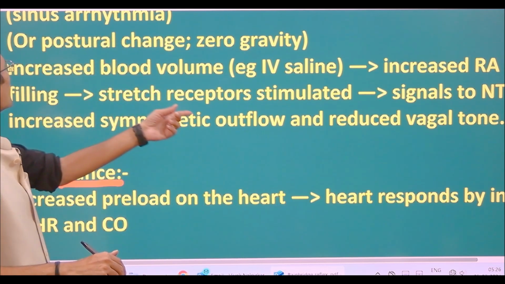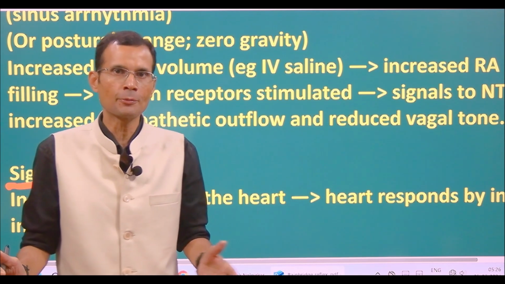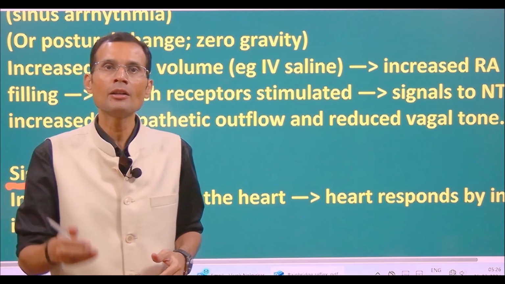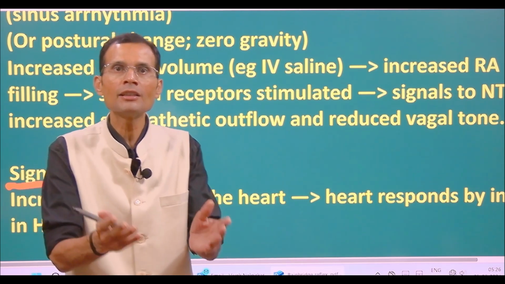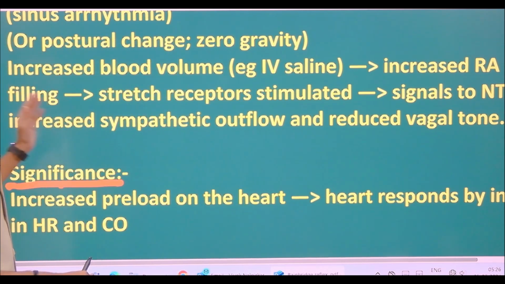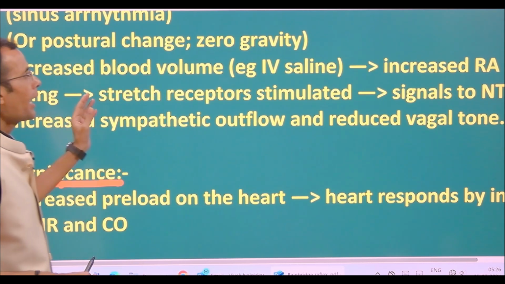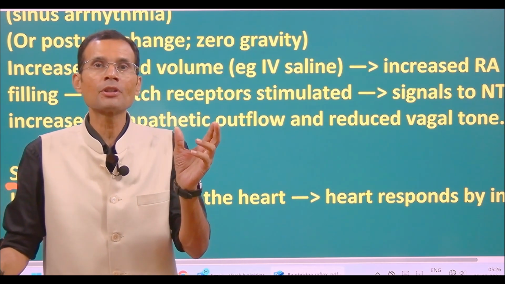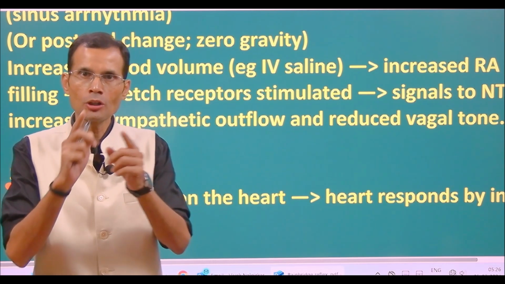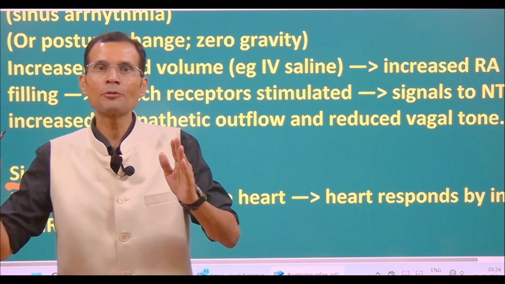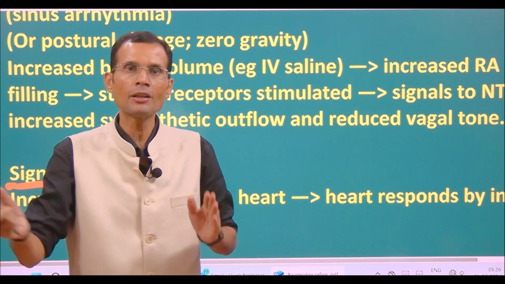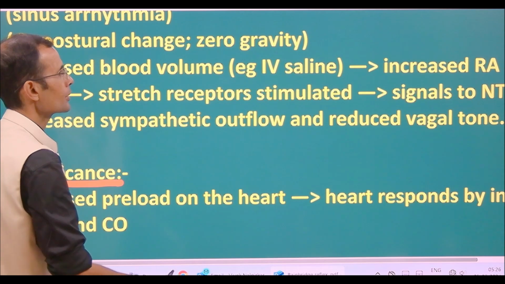And of course, increased blood volume due to intravenous saline. I mentioned the scenario that a patient is going for surgery and being administered IV saline, and suddenly there is reflex tachycardia and other responses. So increased right atrial filling, and as I mentioned, stretch receptors in the wall of the right atrium will be stimulated. So a key difference: in the Bezold-Jarisch reflex, chemical receptors or chemoreceptors were stimulated. Here, stretch receptors are stimulated.